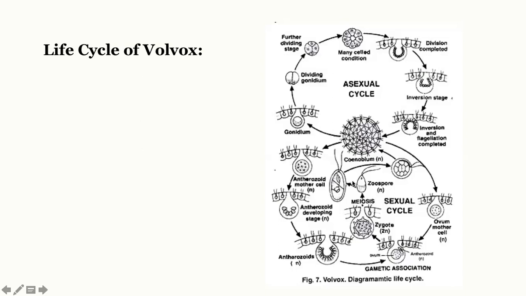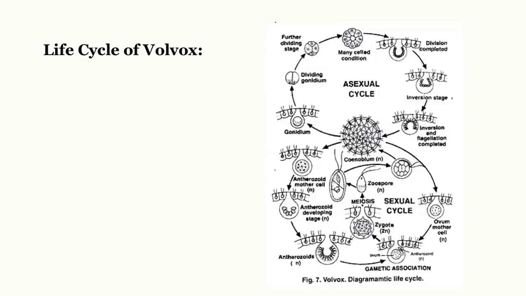Male and female gametangia will be formed. In the male gametangium, antherozoids will be formed, and in the female gametangium, oogonium is formed, and the antherozoids will fertilize the oogonium to result in a diploid zygote. The diploid zygote will secrete multiple wall layers like mesospore, endospore, etc. And it will undergo a period of rest.